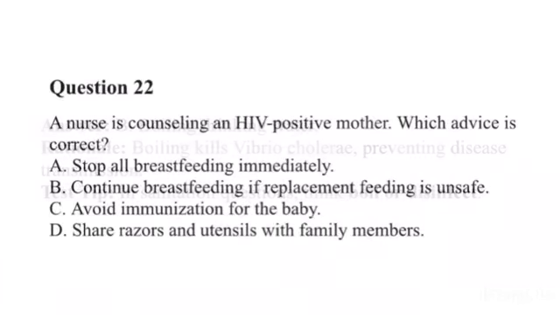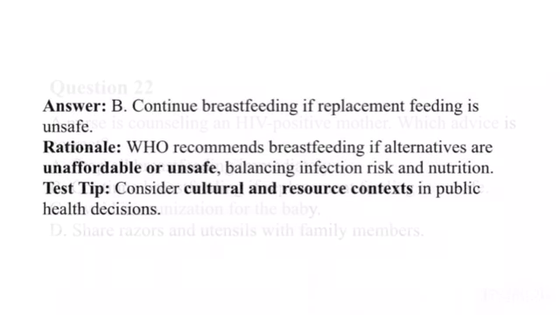Question 22. A nurse is counseling an HIV-positive mother. Which advice is correct? A. Stop all breastfeeding immediately. B. Continue breastfeeding if replacement feeding is unsafe. C. Avoid immunization for the baby. D. Share razors and utensils with family members. Answer: B. Continue breastfeeding if replacement feeding is unsafe. Rationale: WHO recommends breastfeeding if alternatives are unaffordable or unsafe, balancing infection risk and nutrition. Test tip: consider cultural and resource contexts in public health decisions.